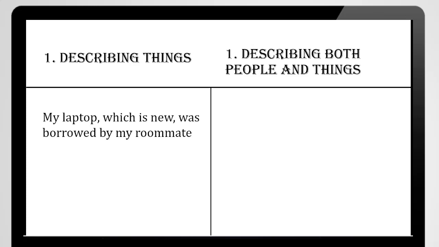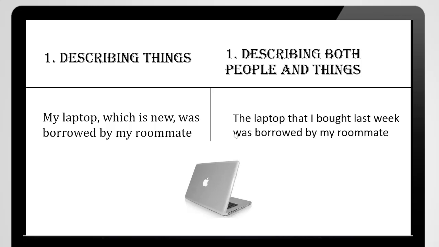For which, for example, my laptop, which is new, was borrowed by my roommate. So this is my new laptop. It was borrowed by my roommate. Okay, so here, which is new, describes my laptop. The second, my laptop that I bought last week was borrowed by my roommate. So here we have that I bought last week. Describes my laptop. Okay, so describes things. Both describe things. Okay, let's move to the second.